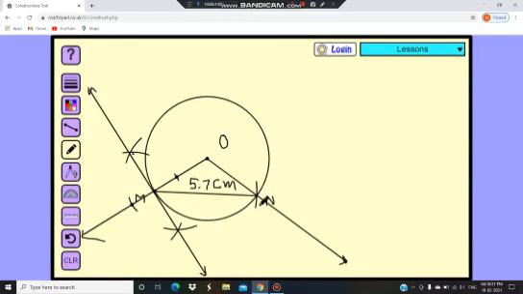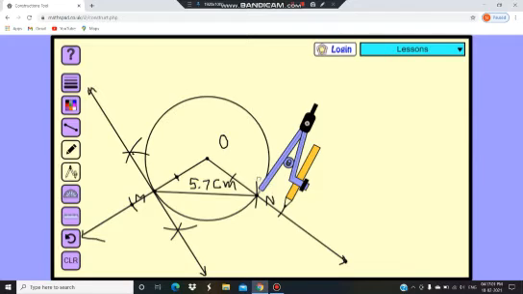So how to do it? Keep the pointer on N, and with some distance inside the circle, I am taking this much distance inside the circle, we have to draw one arc. Same way outside the circle we have to draw the second arc. Now this is the first arc and this is the second arc.